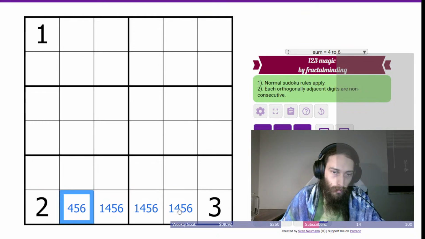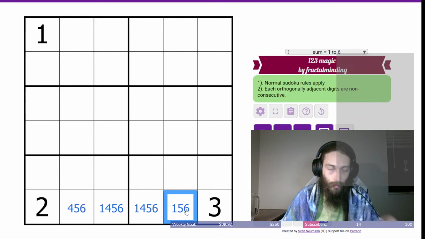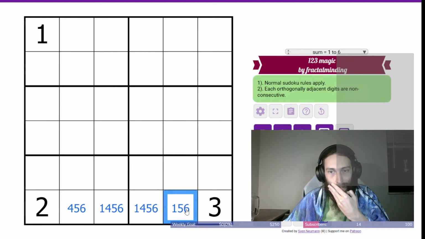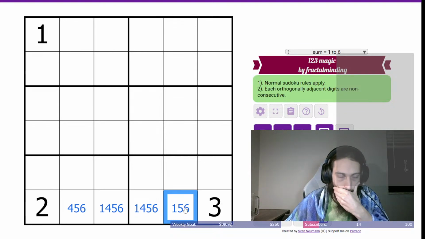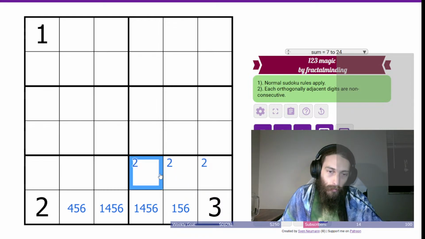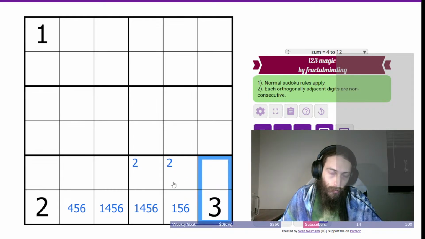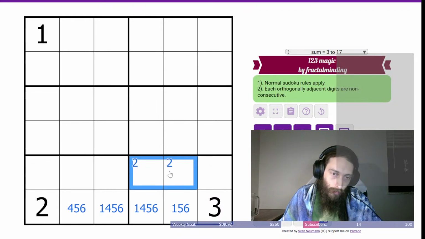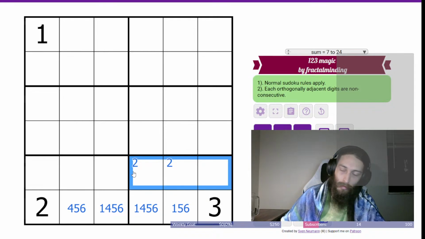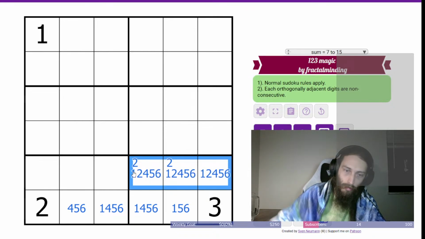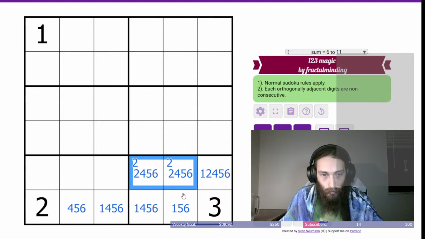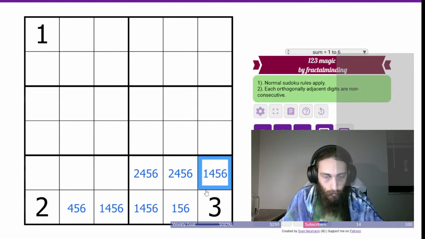I can't put a 1 here or a 4 here. But, okay, so 2 is on top. It can't be next to the 3, and so I can't put 1s in either of here. So, okay, 1, 2, 3, 4, 5, 6. Not a 3. These two can't be 1s. That's not a 2, because it's by the 3, which also can't be a 4.